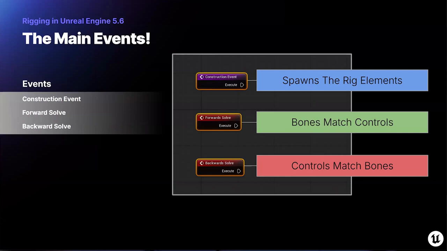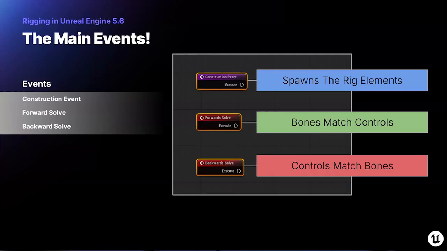The construction event runs once when a control rig is applied to a scale mesh. So what it does is it creates all the rig elements that need to evaluate for the rig. So you'll spawn your controls, your nulls, you'll put them into the initial hierarchy, and then you'll use the other events to actually evaluate the rig.